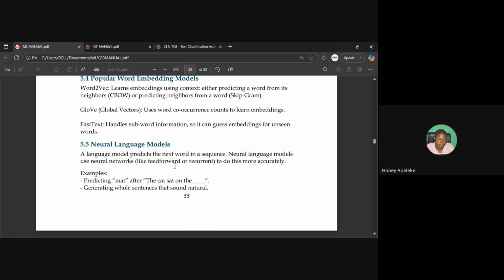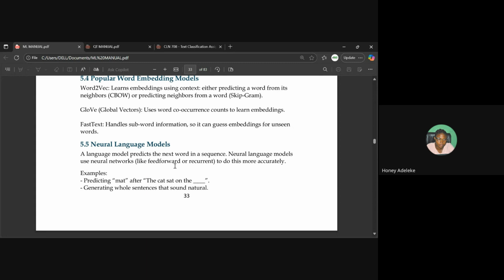So if we go to the neural language model, a language model predicts the next word in a sequence. What this section is trying to bring to our notice is that all of these, Word2Vec, the global vector, the FastText, are products of neural networks. I wish you had a bit of understanding of neural networks. From the word neural, you know that we are talking about neurons, and relating it to the brain, we are talking about how our brain works.